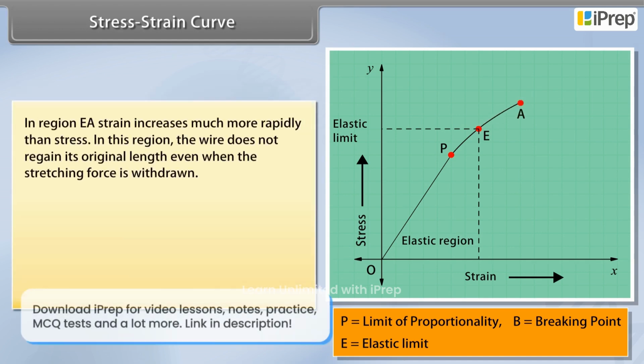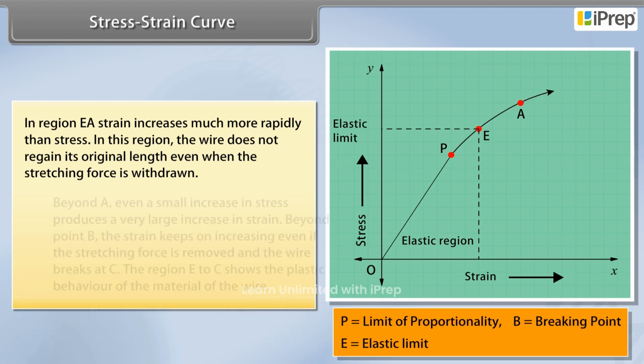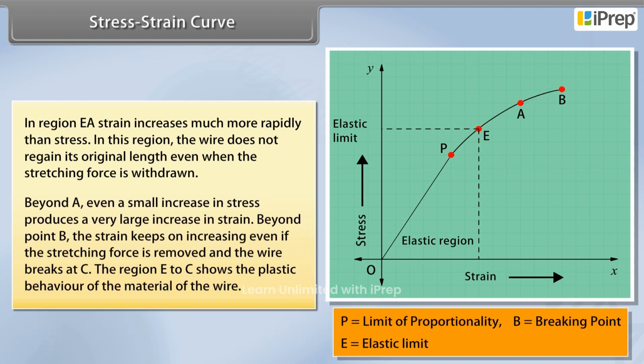In region EA, strain increases much more rapidly than stress. In this region, the wire does not regain its original length, even when the stretching force is withdrawn. Beyond A, even a small increase in stress produces a very large increase in strain.